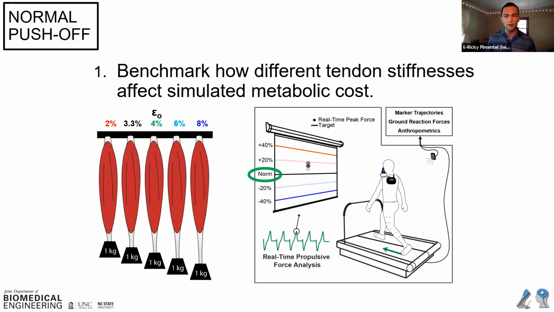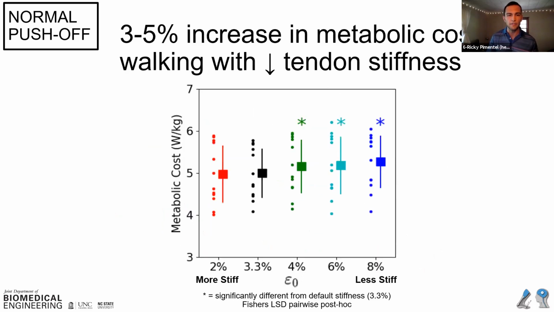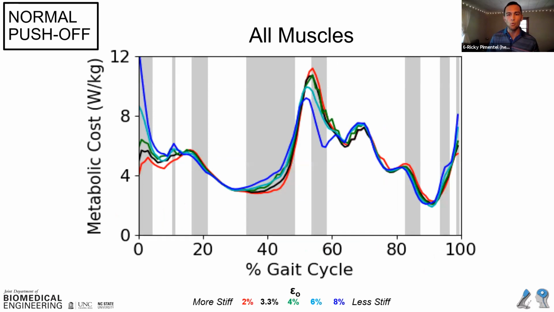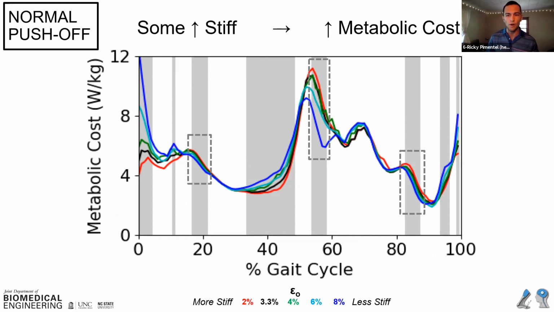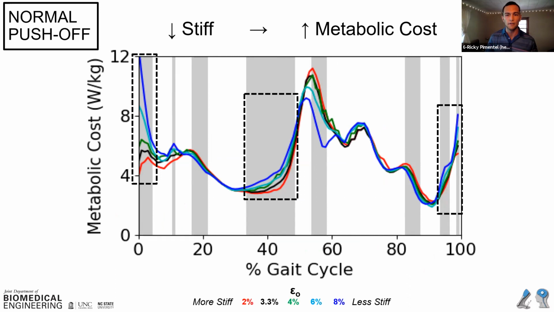Onto our results. First, we'll benchmark how different tendon stiffnesses affect the metabolic cost by looking at the normal push-off intensity condition. And we found a 3 to 5% increase in the metabolic cost of walking with reducing tendon stiffness. We can break that down as a function of the gait cycle. The gray shaded regions here indicate a significant repeated measures ANOVA within subject's effect for tendon stiffness. And while there are a few areas where more stiff tendons increase metabolic cost, we highlight areas where less stiff tendons have higher metabolic cost because that follows the overall trend. These increases in metabolic cost occurred in early stance phase, during push-off propulsion, and late swing.